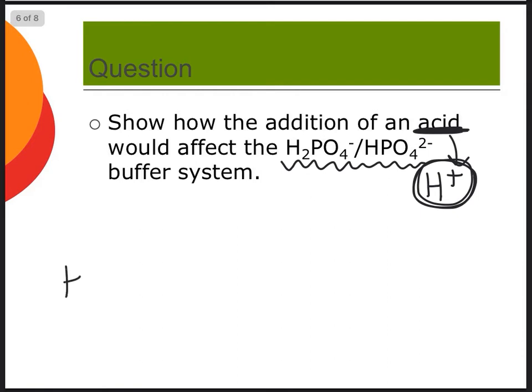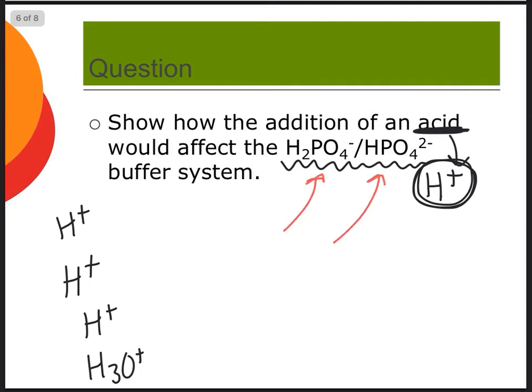Alright, so if we are introducing H plus into our solution, remember that this could also be H3O plus. We need to figure out which one of these is going to need to be present so that we can eat up all of these hydrogens. Okay. So we have two choices. We have H2PO4 minus, and we have HPO4 2 minus. Well, the one that we want is going to be HPO4 2 minus because it has a greater capacity of picking up these hydrogen ions.